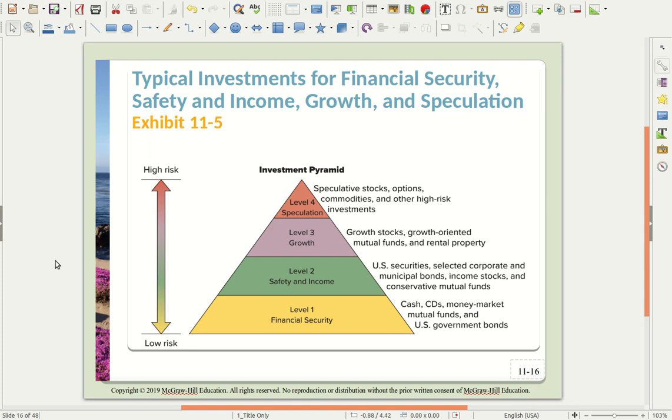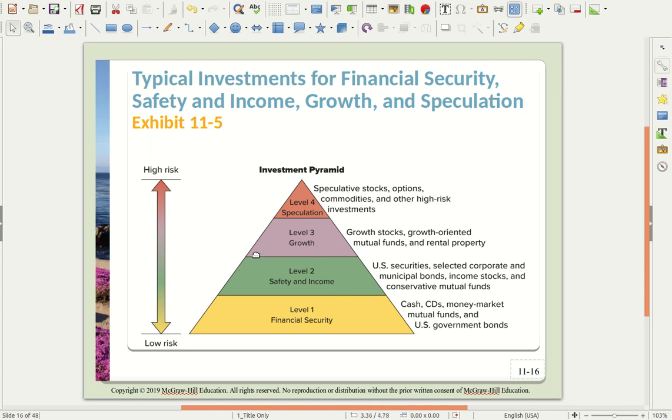When you think about the investment pyramid, early on, later in your career, you need to think about what level you are at, and how you balance your risk versus your return. The lowest level of risk that has the most financial security is cash. And then CDs, money market, government bonds. The next level up is safety, but you do get some income. So it could be certain stocks and bonds, municipal bonds, things like this, conservative mutual funds.